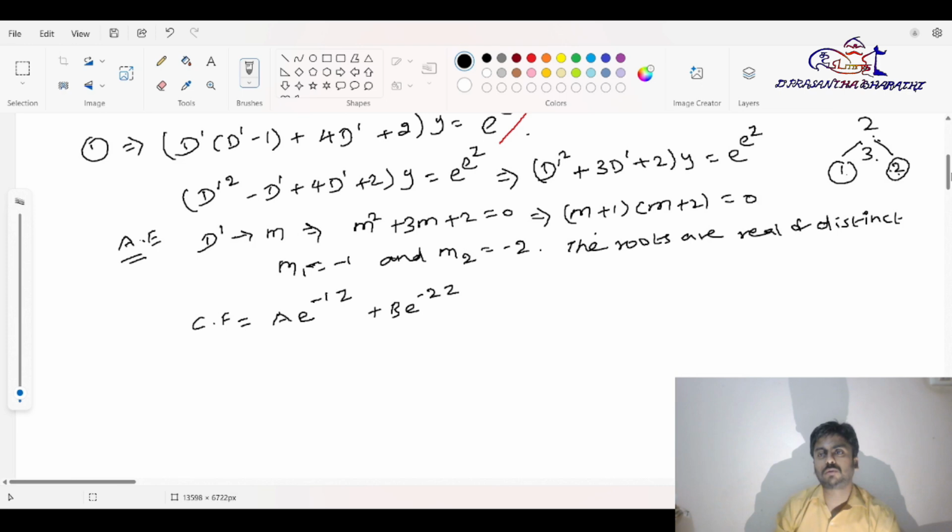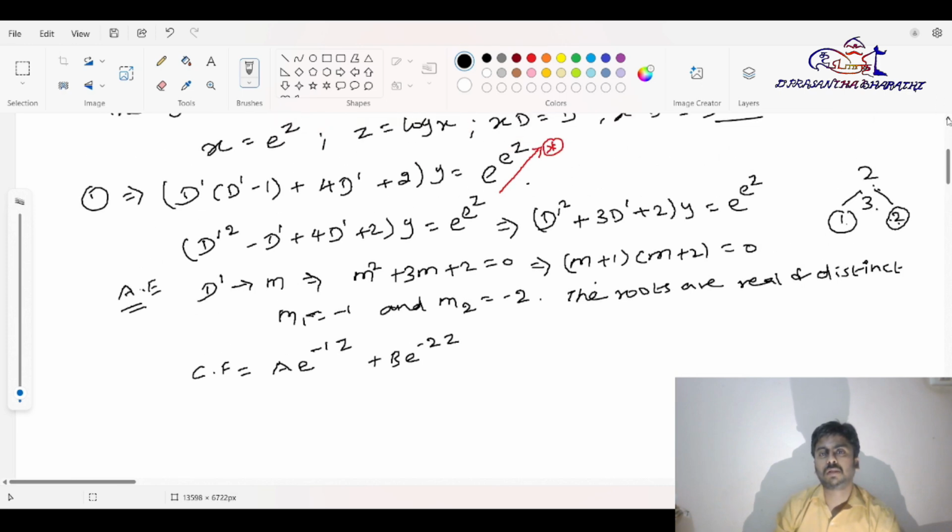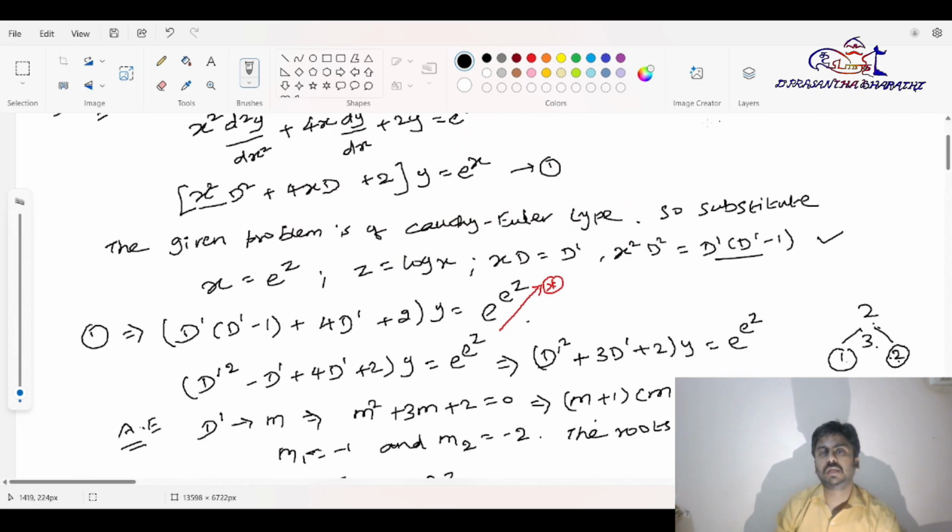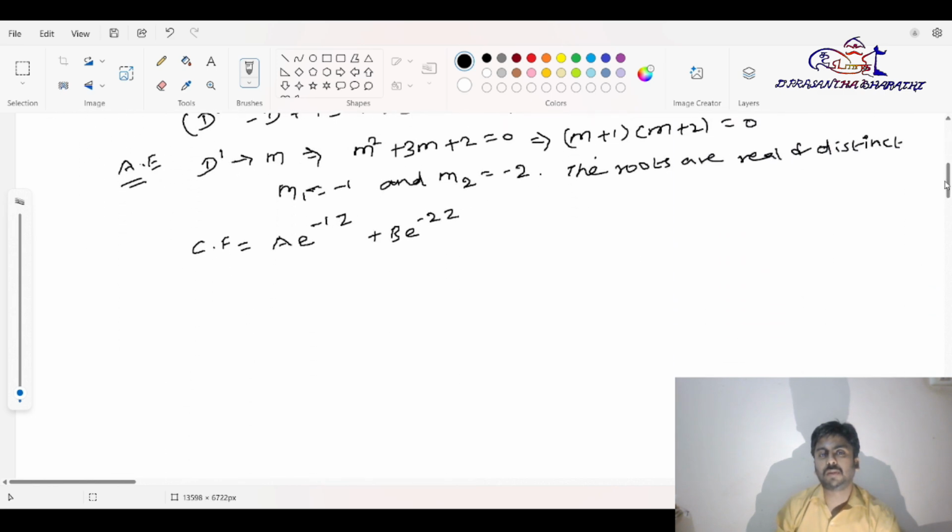Here you have to note one thing, that d dash is denoting d by dz, whereas in the given problem d is denoting d by dx. So when it is d dash y it means dy by dz, and when it is dy it means dy by dx. You have to keep that in mind.